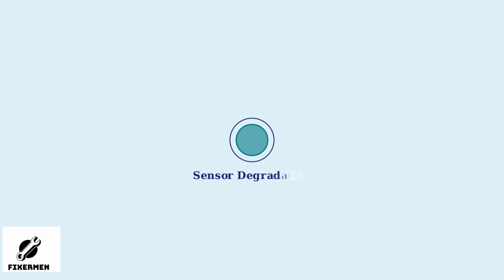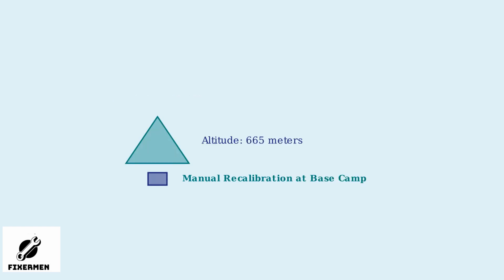Over time, the barometric sensor in your Garmin watch can degrade due to normal wear. Ensure the sensor isn't blocked by dirt or debris, which can interfere with accurate readings. In extreme conditions like high-altitude expeditions, manual recalibration at base camp is crucial. Garmin released a high-altitude mode patch in 2025 after Everest expedition reports of sensor freezes.